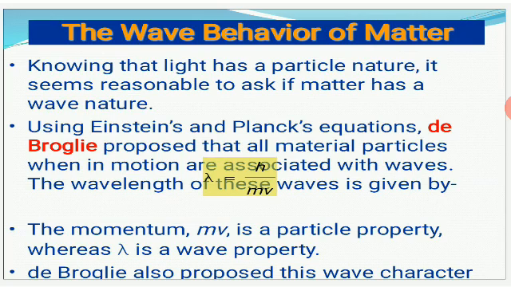De Broglie proposed that all material particles when in motion are associated with a wave, and the wavelength of these material particles can be determined by the formula lambda equals h upon mv. So h is Planck's constant, mv is the momentum of the particle, where m is the mass and v is the velocity, and lambda is the wave property. So de Broglie also proposed the wave characteristics of the material particle.